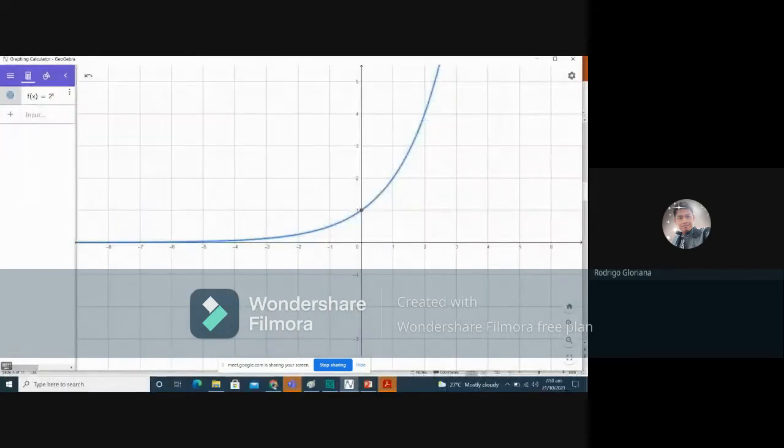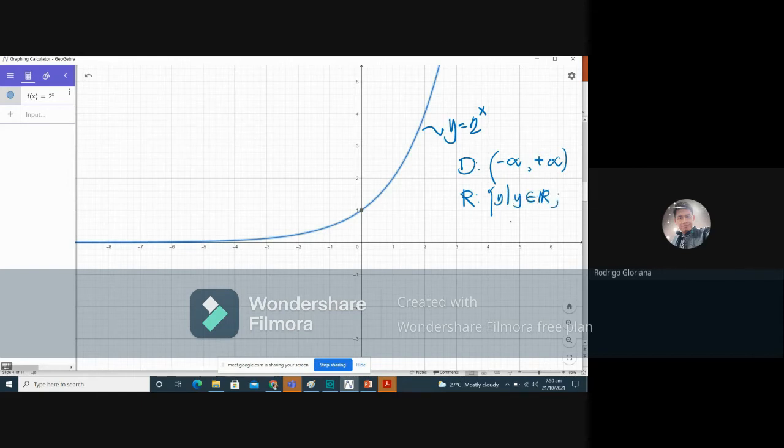Let's move on. For example, we have the function f(x) equal to 2 raised to x, okay? So it is denoted by y is equal to 2 raised to x. As we recall, the domain of that function is negative infinity to positive infinity. And the range is such that y is a set of real numbers wherein y is greater than 0. So that is your range.